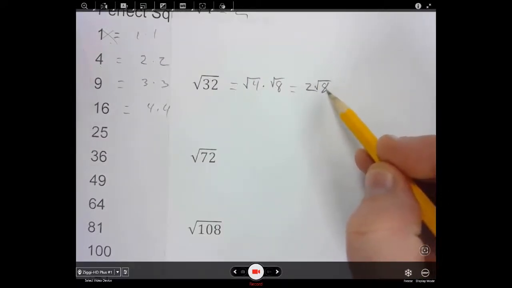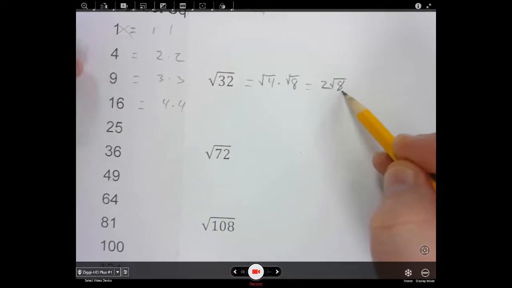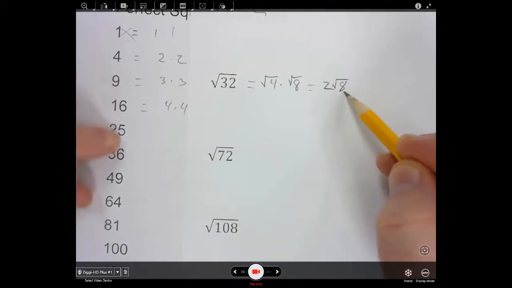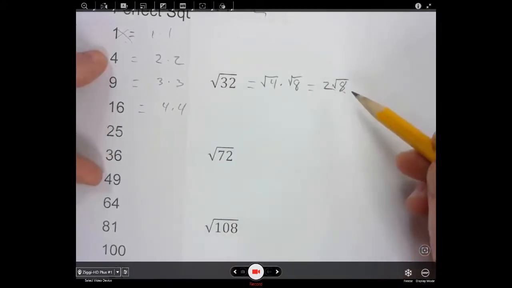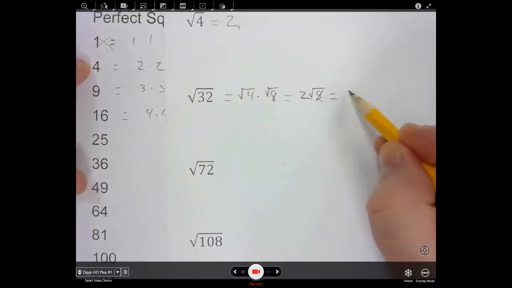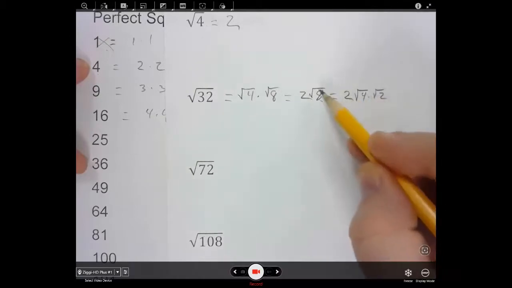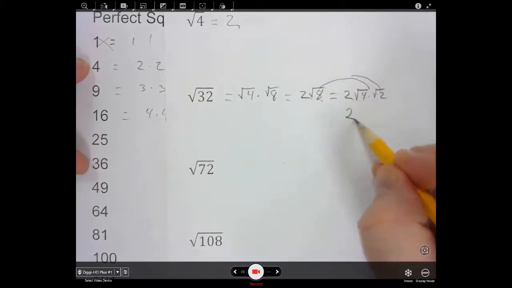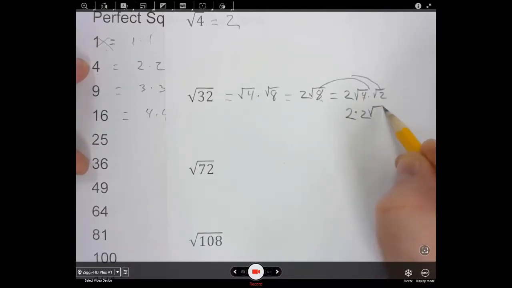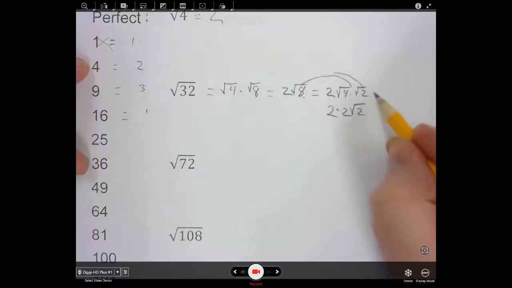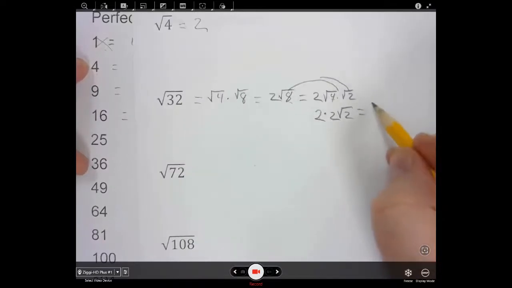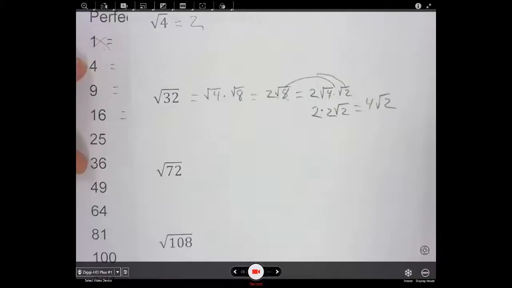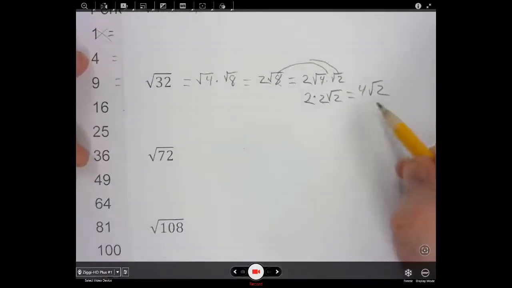But you also have to check the square root of 8 and see if there are more factors. Can you divide any more of these perfect squares out of it? Yes, we can still divide another 4. So we want to rewrite that as 2 times the square root of 4 times the square root of 2. So this 8 was broken into these two. And of course we have a square root of 4 here, which is just 2 as we saw before, times the square root of 2. Now we have 2 times 2 out in front, and that's going to equal 4 square root of 2. This is your simplified answer.